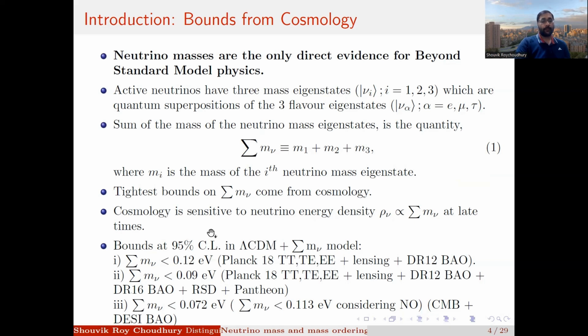The most popular bounds in the literature at 2 sigma or 95% confidence level in the lambda CDM plus sum of neutrino masses model are 0.12 eV circa 2018, then 0.09 eV when the bound was updated with BOSS data release 16, and then 0.072 eV with CMB combined with DESI BAO, which is the latest result. But considering the prior from normal ordering, this bound is 0.113 eV. So the inverted ordering is not ruled out with very strong confidence even in the lambda CDM model with the latest cosmological data.